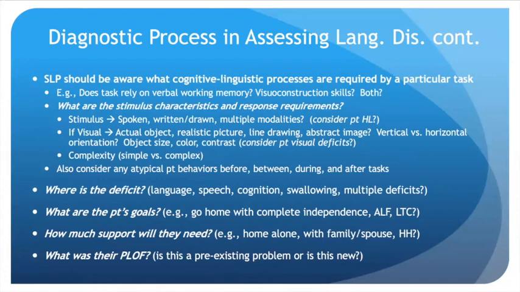You should always be asking yourself, where is the deficit? Is it language, speech, cognition, swallowing, multiple deficits? What are the patient's goals? Do they want to go home with complete independence? Do they want to go to an assisted living facility, a long-term care facility? Where do they want to go? Can we get them there? How much support will they need? Can they go home alone feasibly? Or are they able to go home with their family member or spouse or with home health? And what is their prior level of function? Is this a pre-existing problem or is this new? How much worse are they now than they were previously?